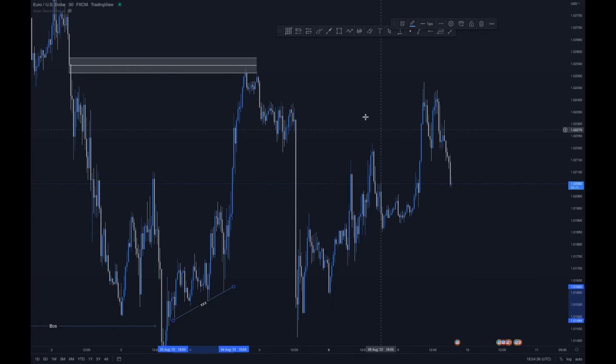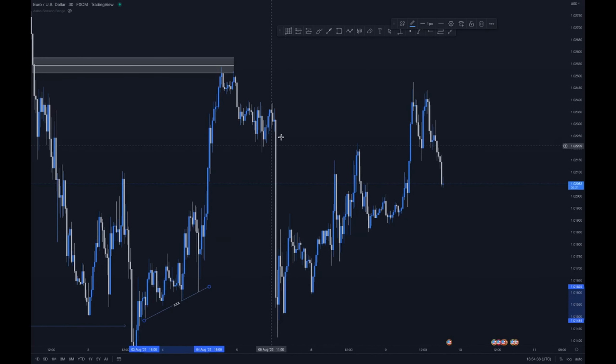I believe some people took a loss on EURUSD because of this. So we have this pricing inefficiency here. Yeah, it was very obvious that that's a price inefficient area. That's my imbalance right there.